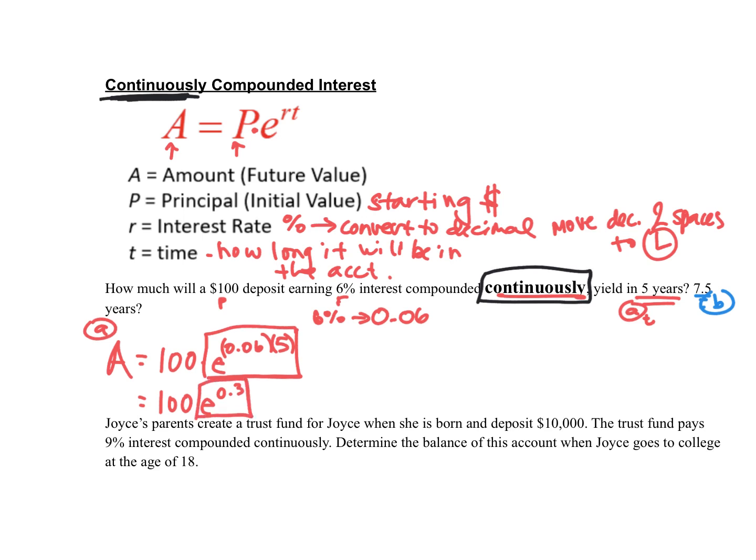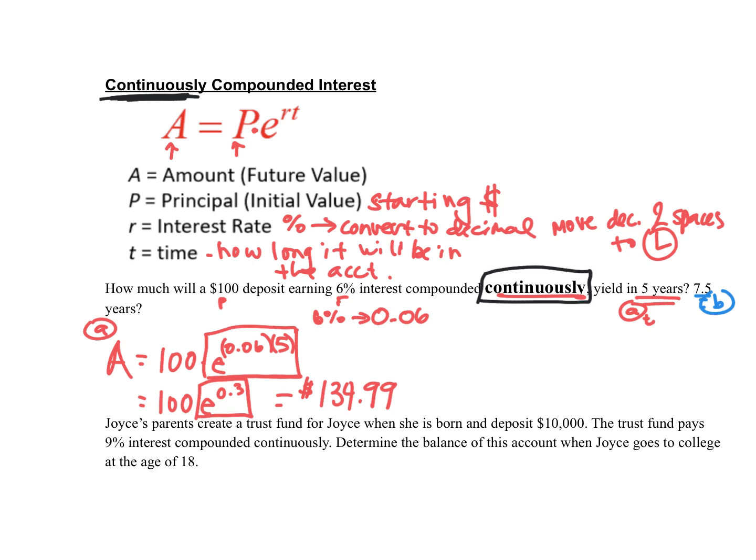And still we're going to do this in our calculator first. So we're going to hit second, ln 0.3 times 100. And what does that give us? $134.99. Cool. That's not so bad. $100, you end up making almost $35 in 5 years. Yeah, it's free money. That's all that matters.